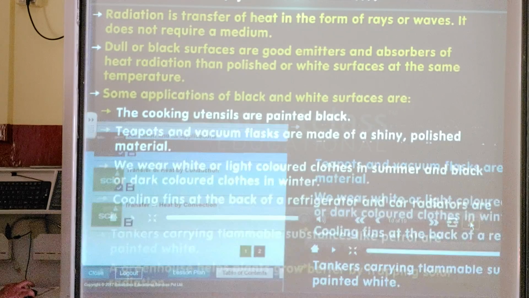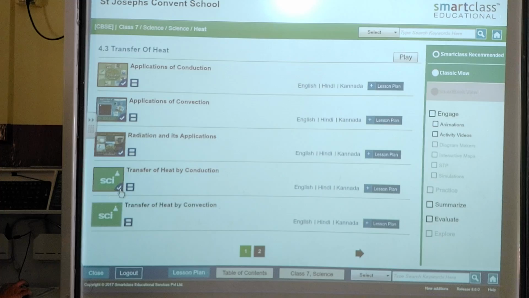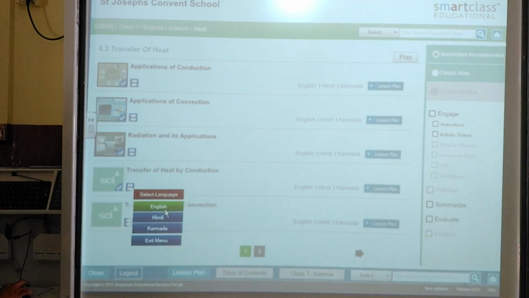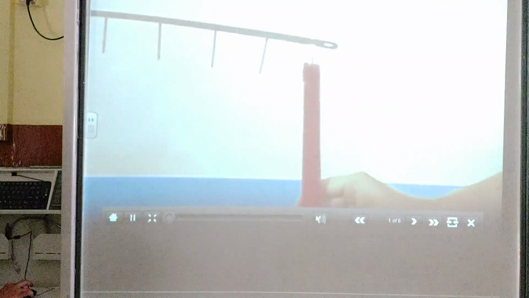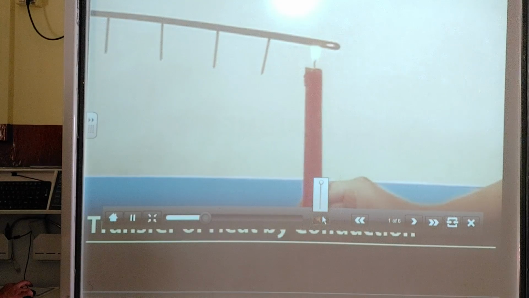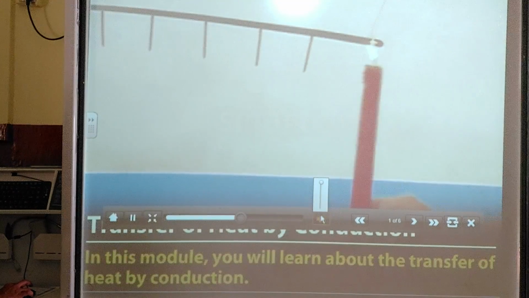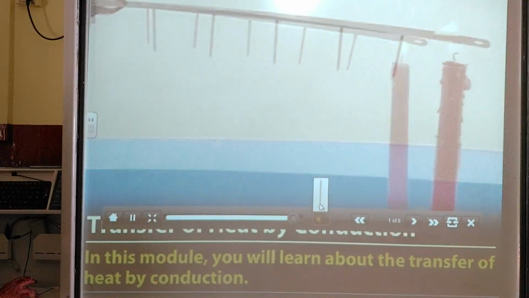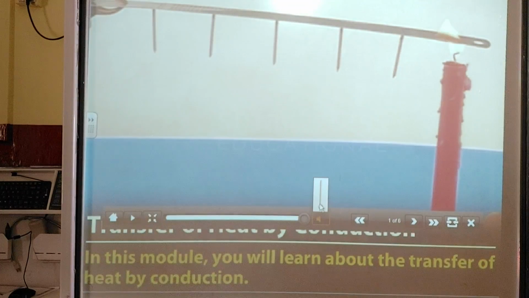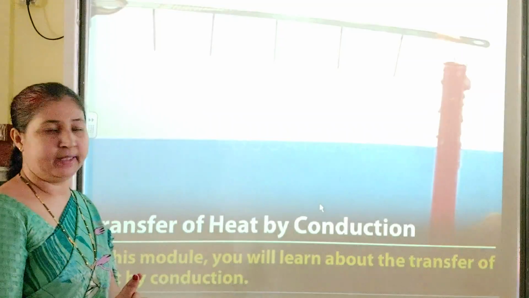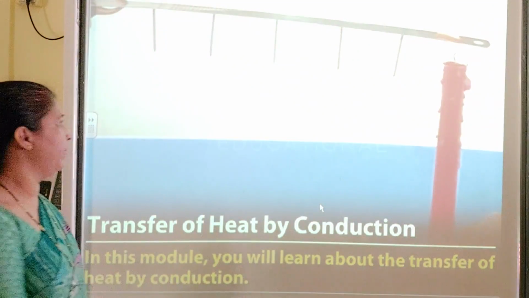So this we have studied about radiation now. Transfer of heat by conduction. In this module, you will learn about it. So here there is an experiment which has to be done, that is transfer of heat by conduction. How the heat is transferred by conduction.